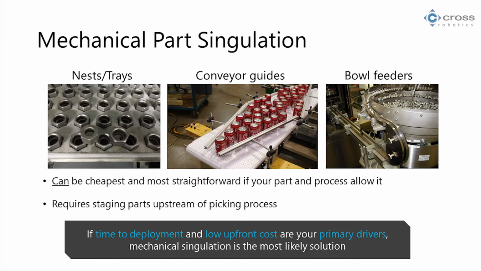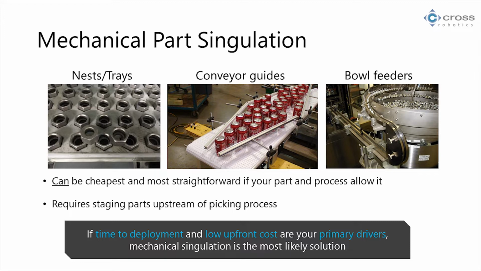Mechanical part singulation can be the cheapest and most straightforward if A, your parts, and B, your process allow it, okay? So nests or trays, pretty easy. If you tell someone, nest these in a tray, pretty much everyone knows what that is without ever actually doing it before, right? All you need to do is have some sort of routed out tray that holds your parts in a specific location and orientation.